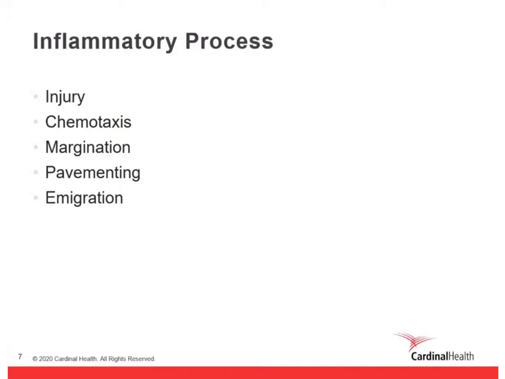So second, the leukocytes then displace to the sides of the vessel injured. We call this margination. And then they adhere to these cells, that's pavementing. Finally, the neutrophils and the monocytes then go through the vascular cell wall and into the tissue at the site of the injury. This is called immigration.